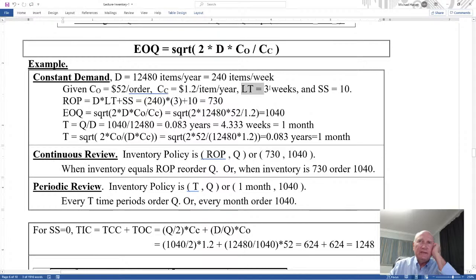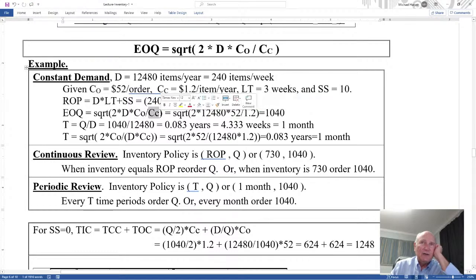And then the lead time is 3 weeks and the safety stock is 10. So the ROP now, demand times lead time plus safety stock, is 730. Okay. The EOQ, just plugging and cranking, I'm putting the 12,480 items per year in there. So I have the year there. Now 52 here is my ordering cost. See, I put that there. That's for my ordering cost.